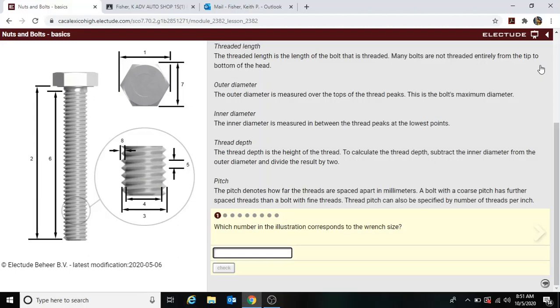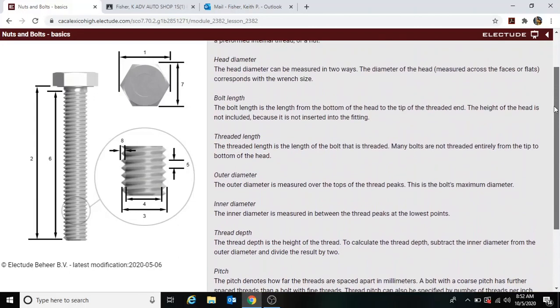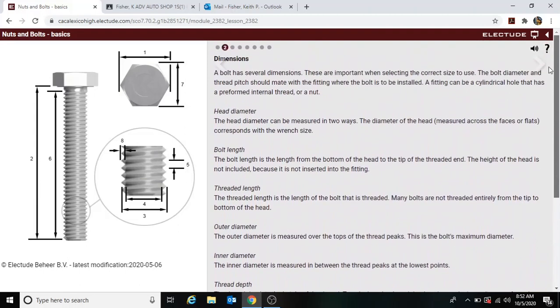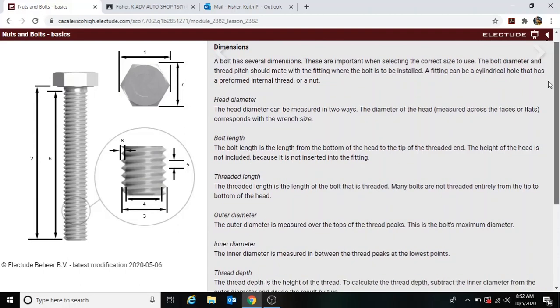Moving into lesson 2. Now here, the expectation is that you read all this. I'm not going to take the time to read everything. I'm just going to read this first part and then read the titles. But please go back and read it all.